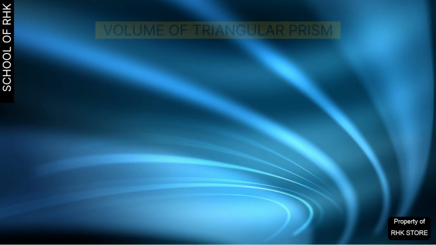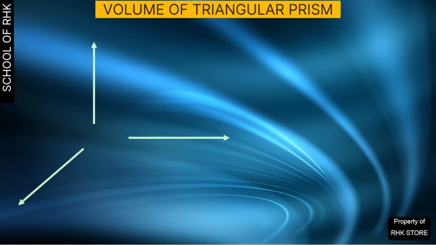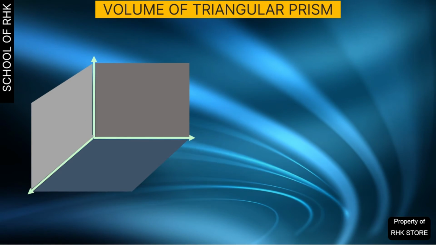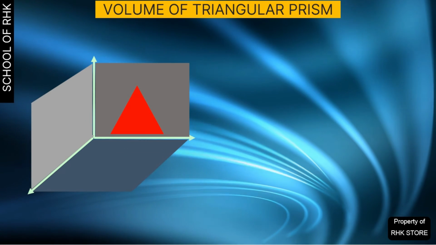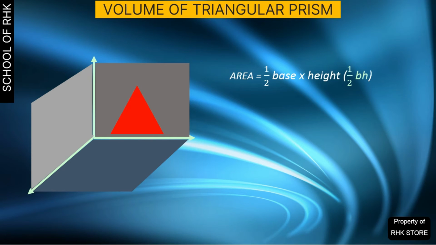Now, let's try to find the volume of a triangular prism. The formula for finding the area of a triangle is 1/2 of the triangle's base times its height. The base is the original triangle. Be careful not to confuse the base of the triangle with the base of the prism, which is the triangle itself. Our diagram tells us that the base of the triangle is 6 meters and its height is 4 meters.